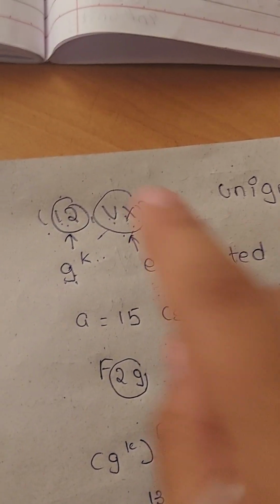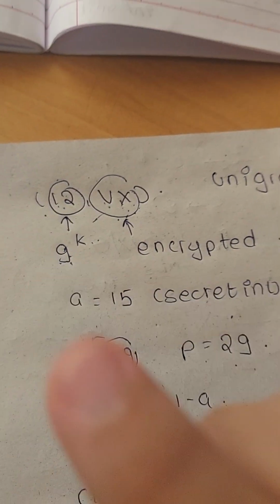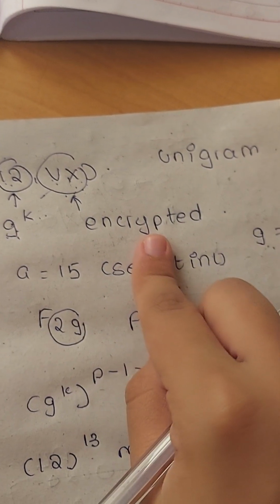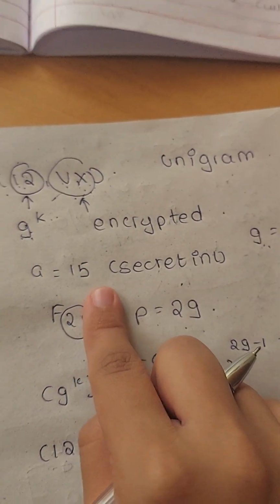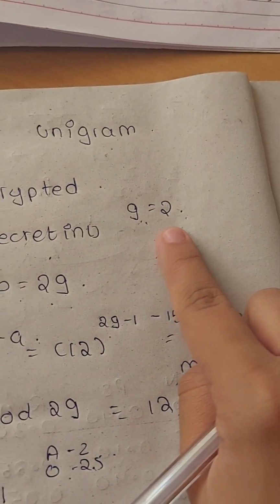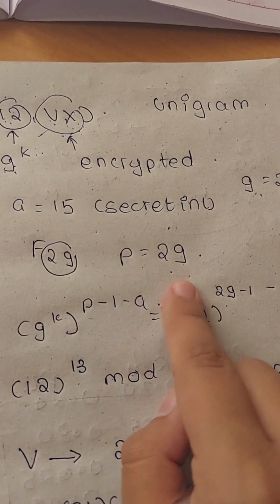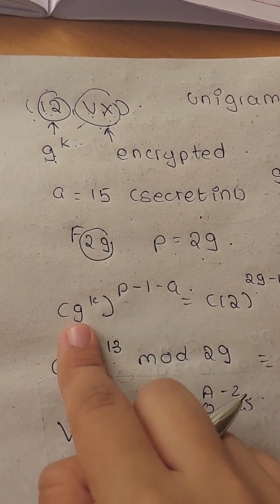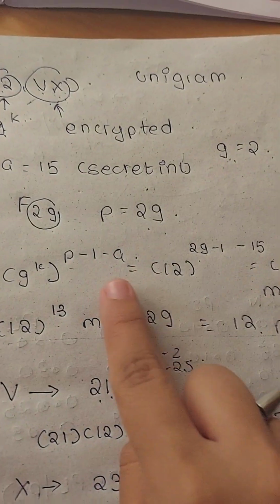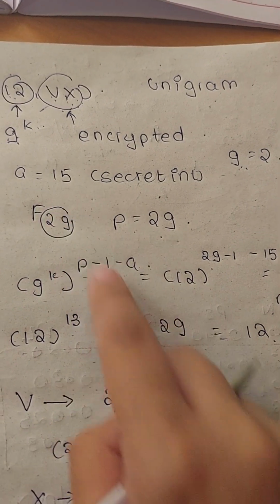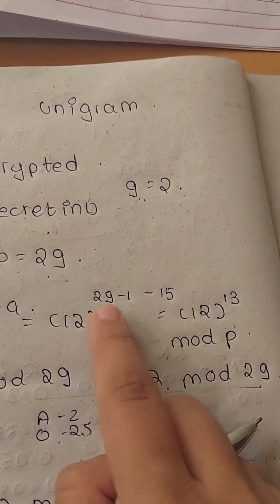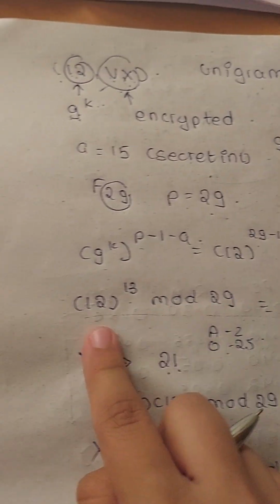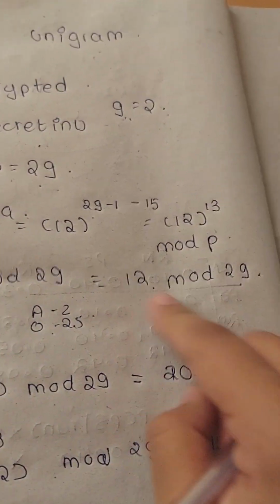Let's go over it again. We were given an encrypted message. It's a pair, okay? So we get g to the power k, and we get an encrypted message VX, unigramly encrypted. We have a secret integer 15, a generator g equal to 2, and a prime field 29. So first we find g to the power k to the power p minus 1 minus a. So g to the power k is 12, p is 29, a is 15. So 12 to the power 29 minus 1 minus 15, which is 12 to the power 13 mod 29, which is 12 mod 29.